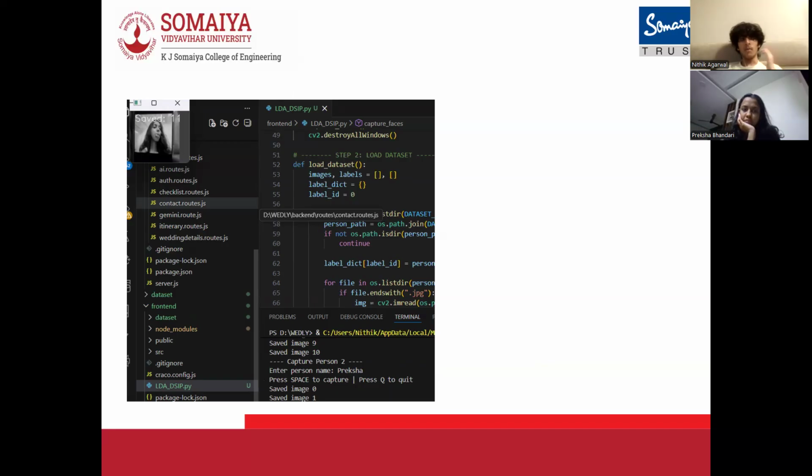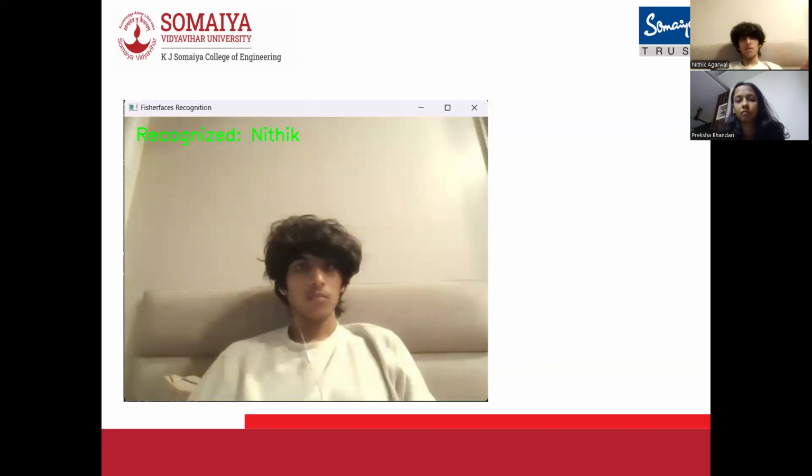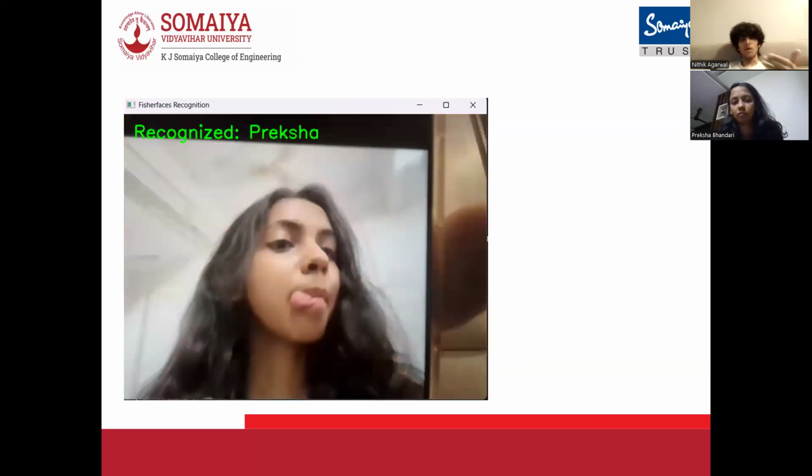After clicking 10 to 20 pictures per person and saving them in the dataset, when I am in front of the camera, you can see it is showing recognized Nitik. And when I put my partner's picture in front of the camera, it is showing recognized Preksha. This was the implementation of our research papers and the Fisherface implementation with PCA. Thank you, and we'll end our presentation over here.